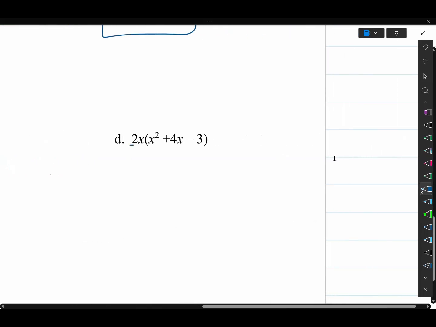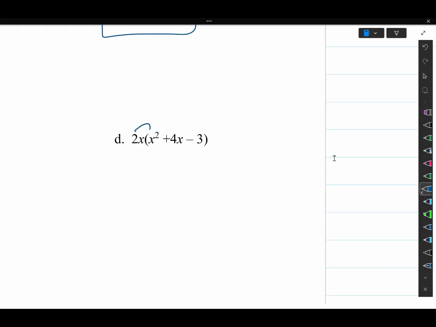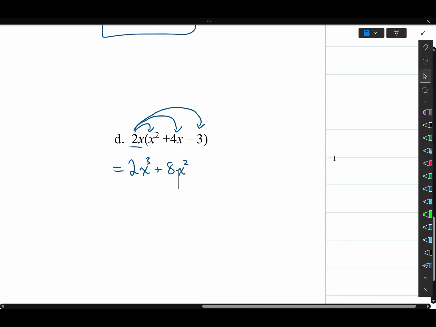Question D, where we have numbers and variables at play in our first piece, and we see two different separators over here, so we'll be drawing in 3 rainbows because there are 3 terms in my brackets. If I have 3 terms in my brackets at the start, I expect 3 terms in my expression at the end. So I'm working with 2x times x squared, that is 2x cubed. And then I'm working with 2x times 4x, that is 8x squared. And then I'm working with 2x times negative 3. Don't forget that negative sign. We're working with negative 6x.